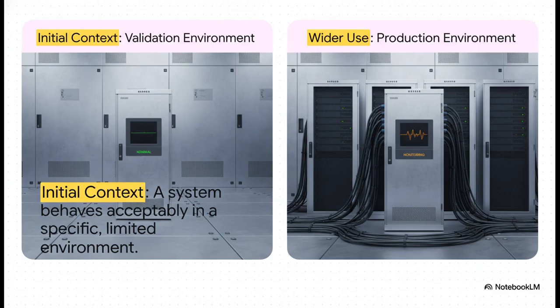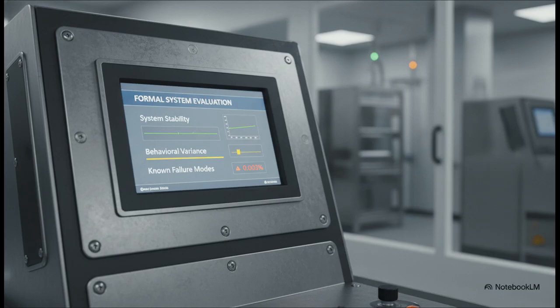A system might work perfectly for a small team of experts who are all working on a very narrow set of tasks. But what happens when you promote it to the entire company? Well, now you've got new users, new data, new kinds of tasks, and all of that creates a brand new context. And the system's previously acceptable behavior? Yeah, that's no longer guaranteed. Because of that, the decision to promote a system can't just be casual. It has to be a formal evaluation.